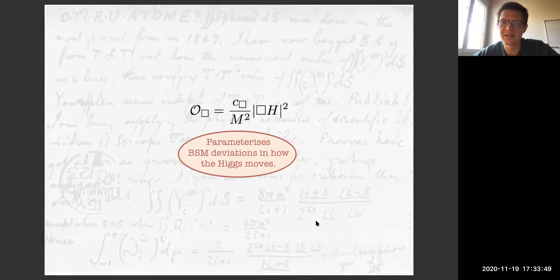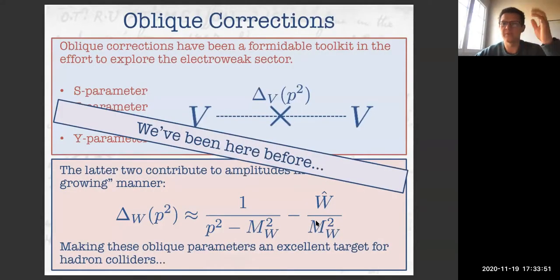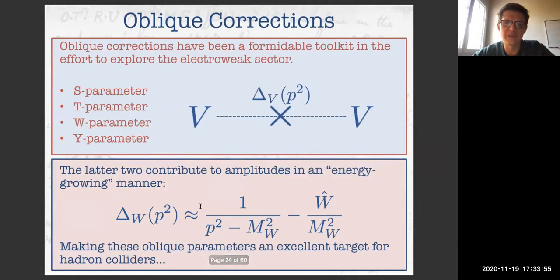This is the one that modifies the Higgs propagator. And this is not some new language, by the way. This is something that we've used literally for decades in the electroweak sector. We all know the Peskin-Takeuchi parameters. There's the S parameter and the T parameter.